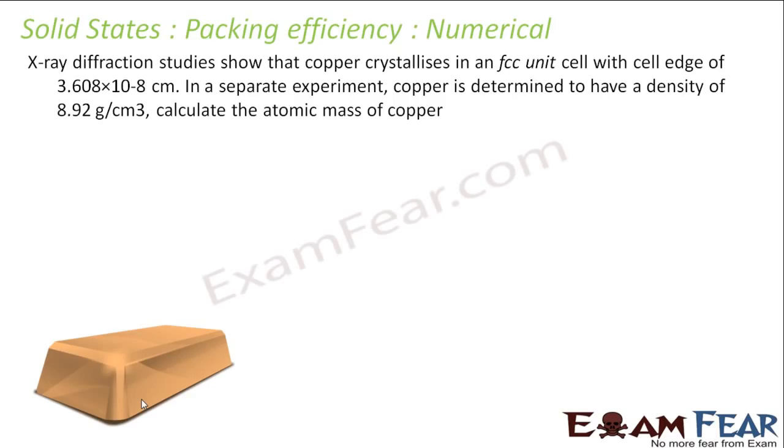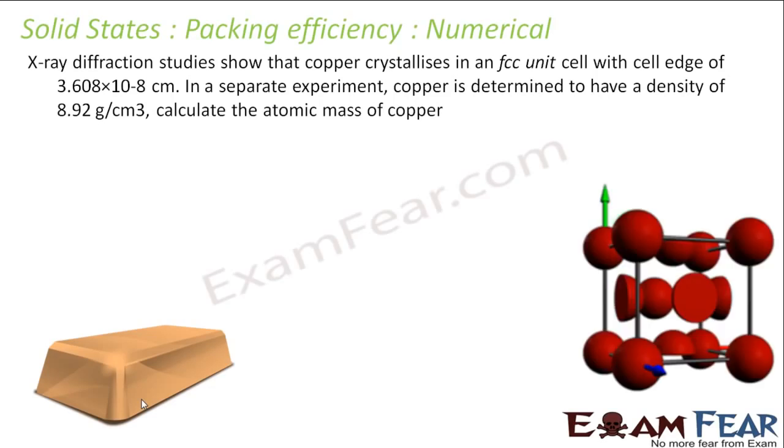That copper crystallized into an FCC unit cell. So let's first draw FCC. This is my FCC with a cell edge of 3.608 × 10^-8 centimeter. So this length is given: 3.608 × 10^-8 centimeter.